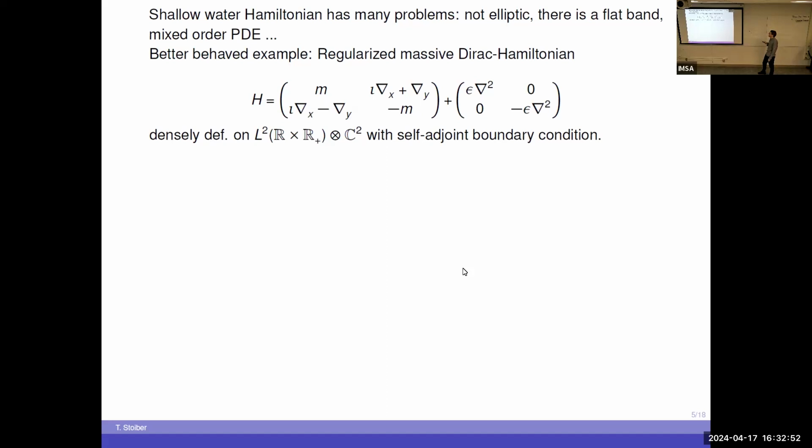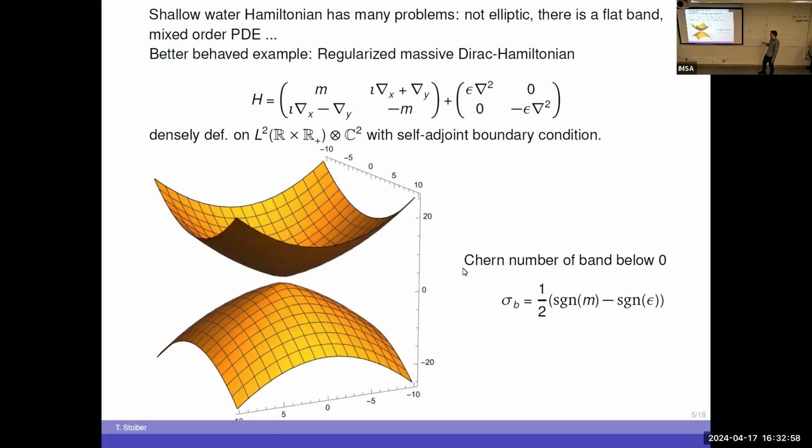And we are looking at this as a model on a half space, and we will later give it a self-adjoint boundary condition. First, the bulk spectrum is very simple, so we have basically two cones. They're separated by an energy gap, which is as large as the mass term, and we do get a bulk Chern number, which depends on the sign of this mass term and the sign of this regularization epsilon.